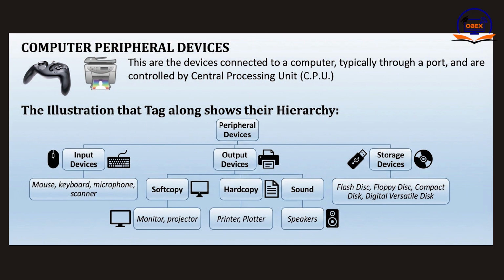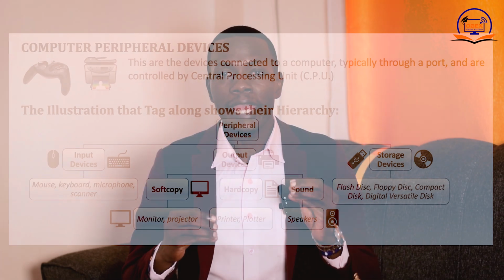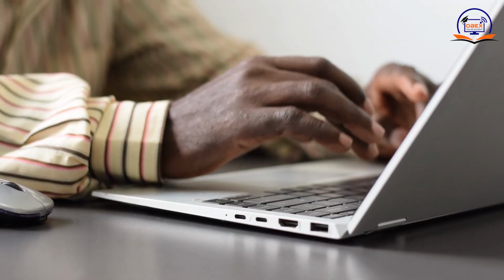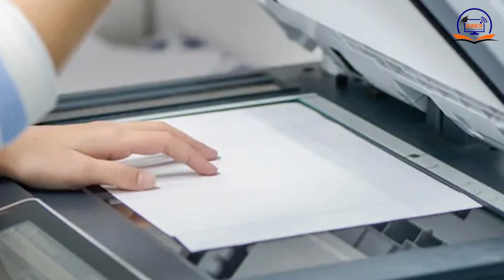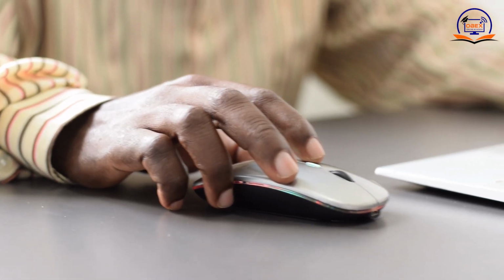Peripheral devices are categorized into three categories. We have input devices. They're used to enter data into the computer. A very good example of an input device is a keyboard. You type to enter data in form of keystrokes. Another good example is a scanner. That's an input device, it enters data into the computer. Another very good example is a mouse. It enters data in form of instructions.